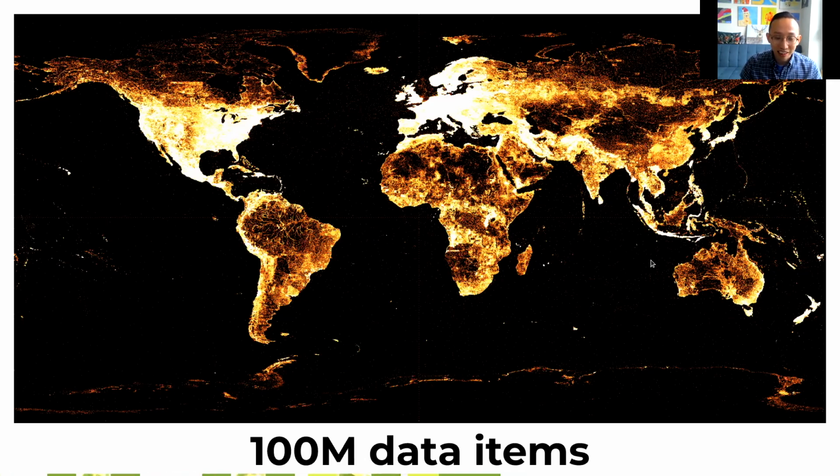So we have 100 million items since last October, which was Wikidata's birthday, and we are very happy, and the whole data items continue to increase.